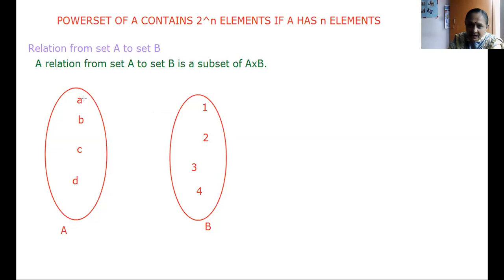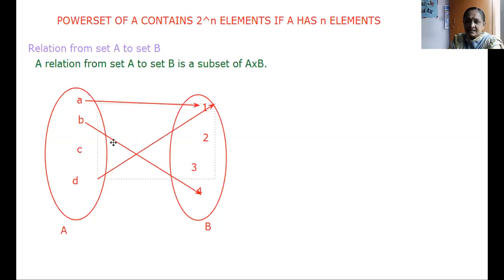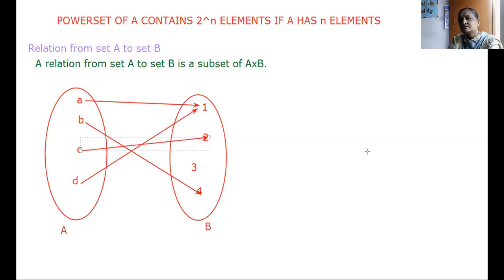Let me join this kind of relation. So a I am taking to 1. I hope you are following. Then I join b to 4. Then I join d to 1 and c to 2. So is this a relation?